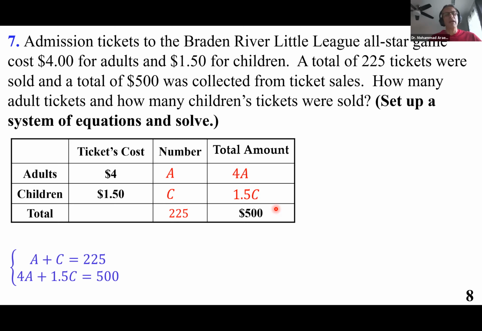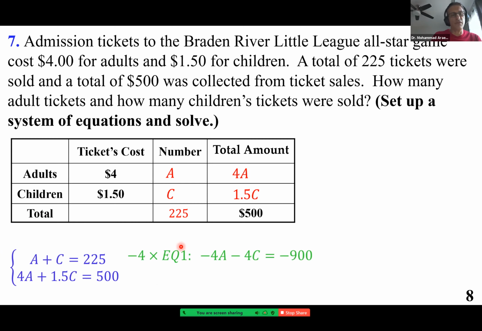All right, you can do it by any method. You can do it by substitution, for example, solve for A or C and put it in here, or you can do it by addition. It doesn't matter. If I multiply the first one by -4, this becomes -4A, this becomes -4C, and -4 times 225 is -900. We're going to just repeat the second equation.